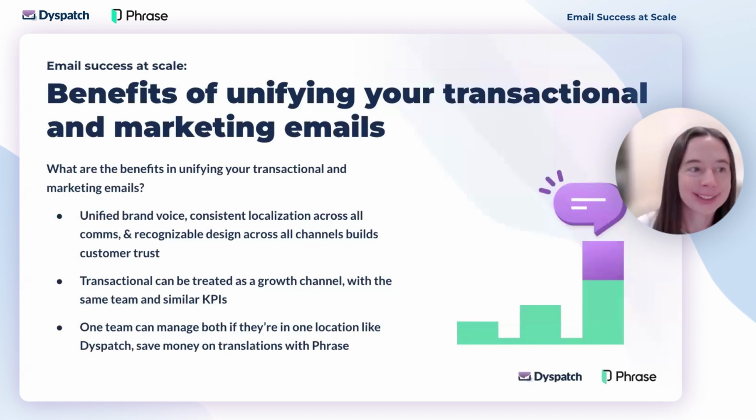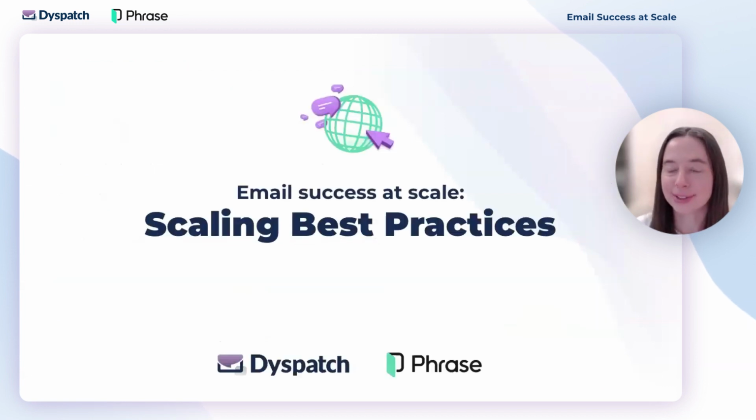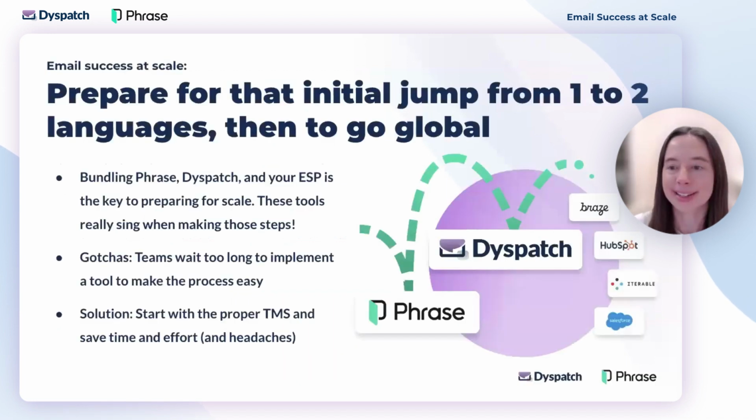All right. Next, let's talk about best practices. So we have some real specifics here. Let's cover a few. Kate, what do you recommend for folks that are jumping from 1 to 2 and then going global? Because I think that's actually the hardest: where do you start and what do you do to make sure that you'll be successful later on?